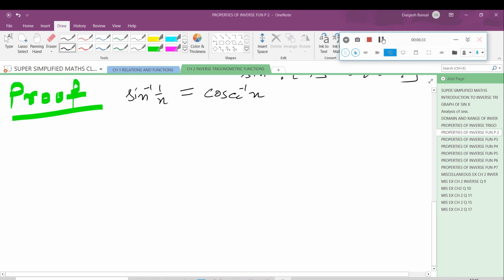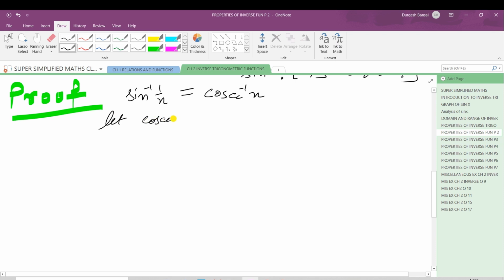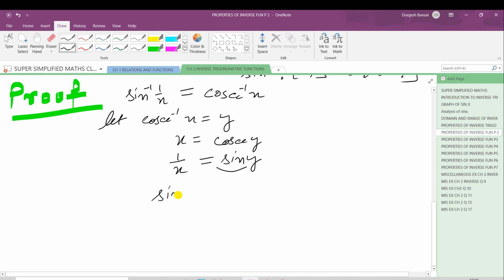Now students, we are going to prove this property that sine inverse of 1 by x is equal to cosec inverse x. For this, let us assume that cosec inverse x is y. That means x is equal to cosec y. Now taking the reciprocal on both sides, 1 by x is equal to the reciprocal of cosec y, which is sine y. So now by the very first property we get sine inverse of 1 by x is equal to y.